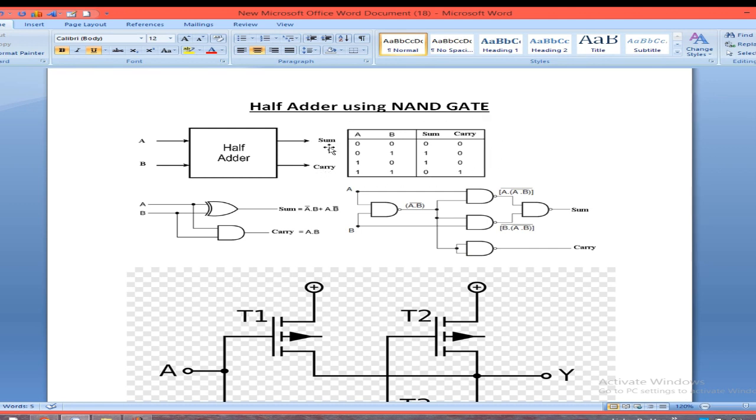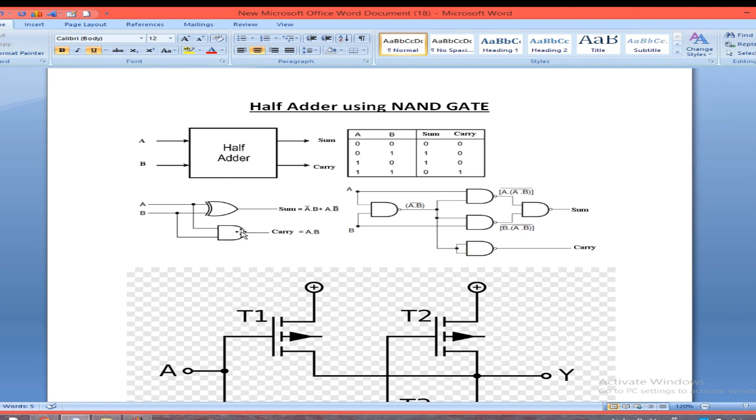We can see the truth table. When A and B are 0 0, sum and carry are 0 0. When A is 0 and B is 1, sum is 1 but carry is 0. Again, when A is 1 and B is 0, sum is 1 and carry is 0. But when A and B are both 1, sum is 0 but carry is 1.